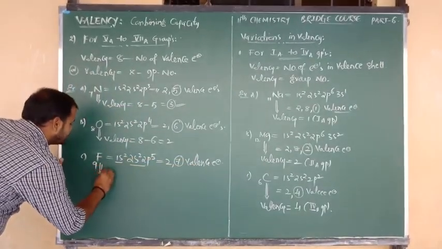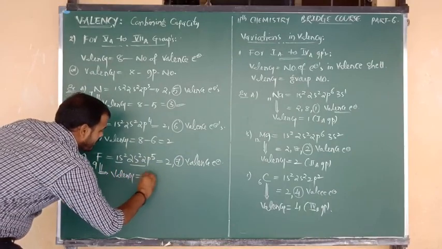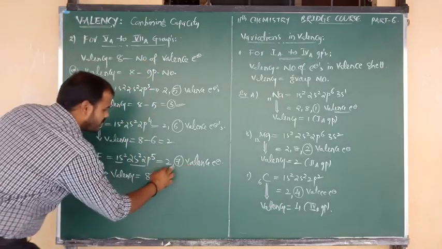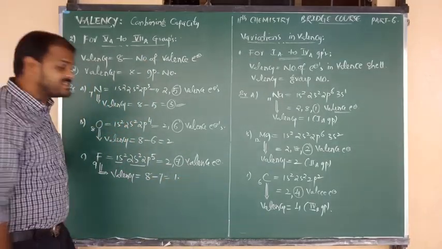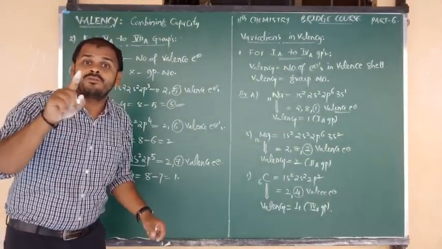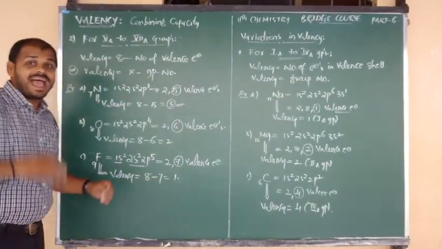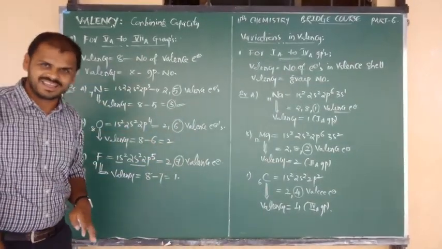So fluorine valency is equal to 8 minus number of valency electrons, that is equal to how much? 8 minus 7, it is equal to 1. That's why I told you one example. Suppose HF, fluorine is connected to only 1 hydrogen, so fluorine valency is equal to 1. As per examples and as per rules, we are getting the same answer.